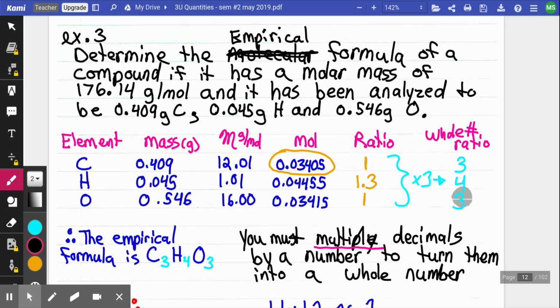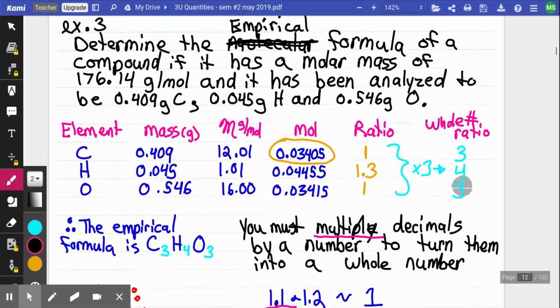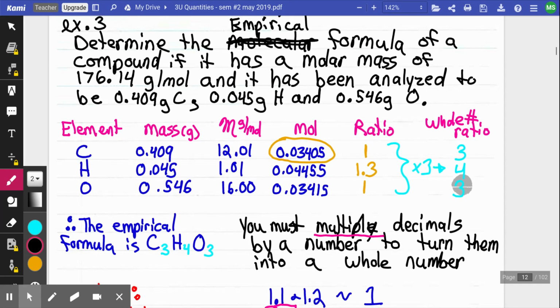So if I take my 1.3 and multiply it by 3, I can clear that up to become a 4. Punch it into your calculator, I promise it works. Because I'm multiplying my 1.3 times 3, I have to multiply all of the numbers by 3. So they all get multiplied by 3, and I get a whole number ratio of 3 carbons, 4 hydrogens, and 3 oxygens. And that is what becomes your empirical formula. So sometimes when you get your mole ratio, you end up with decimals, and then you have to clear those up with multiplication.